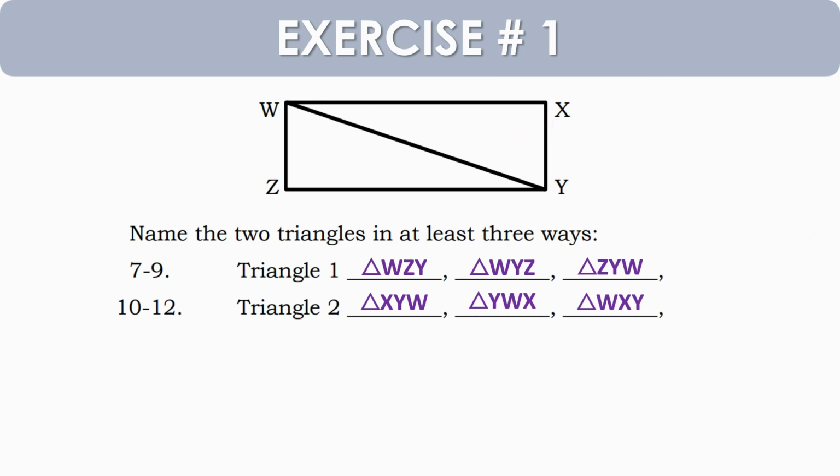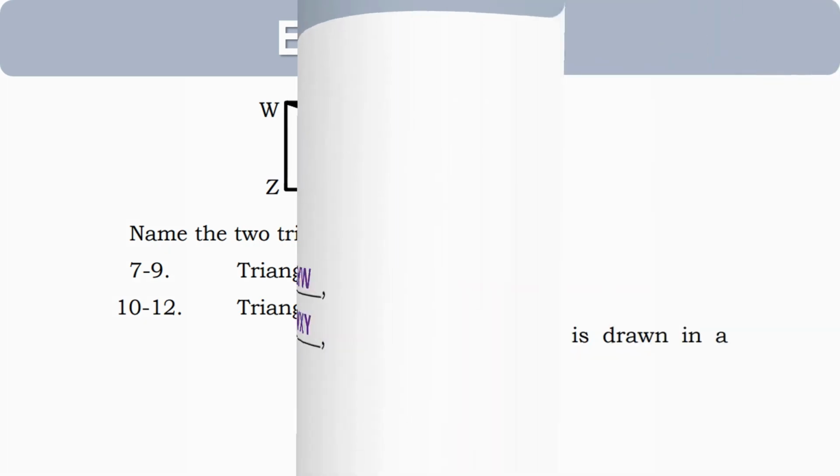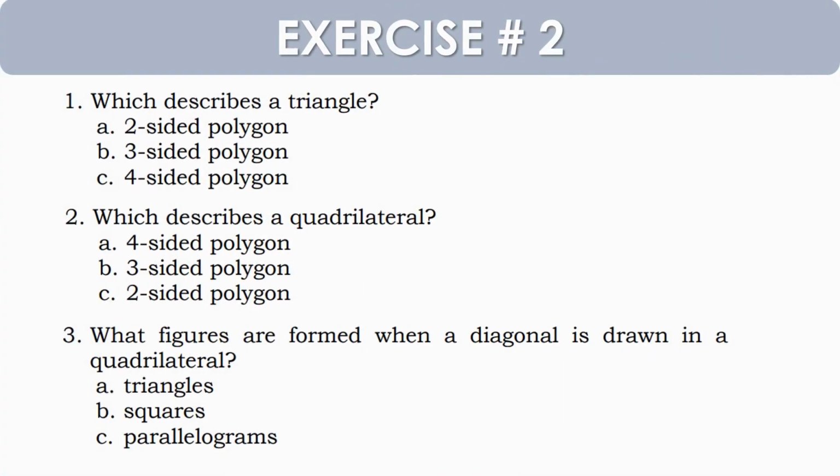Very good, children. Let's proceed to the next one. Exercise number 2, which describes a triangle. A, two-sided polygon. B, three-sided polygon. And letter C, four-sided polygon. Correct. The answer is letter B. A triangle is a three-sided polygon.